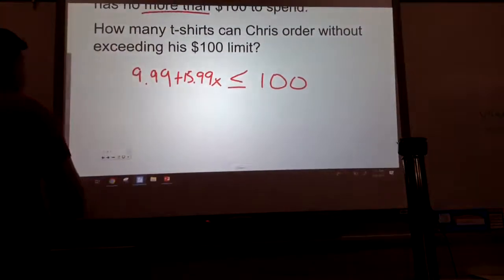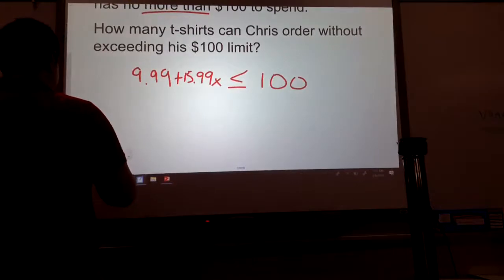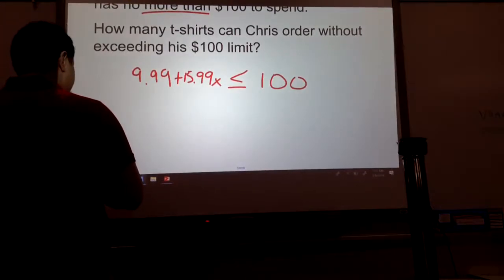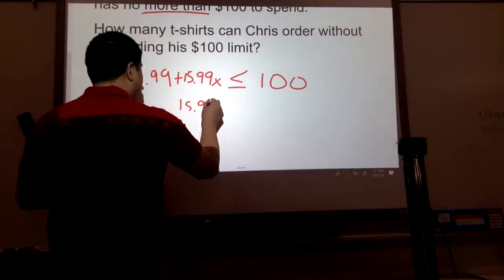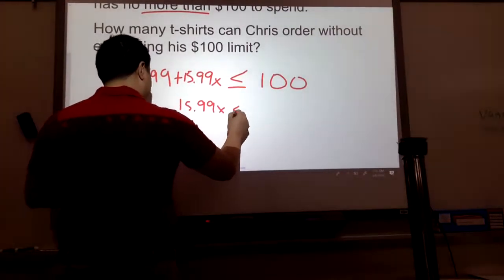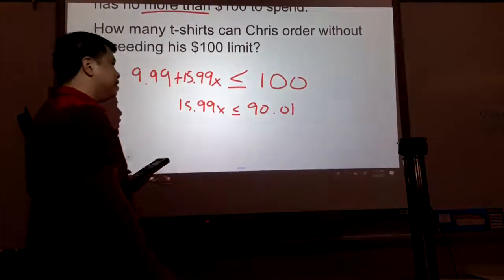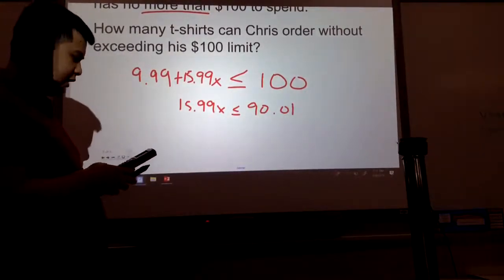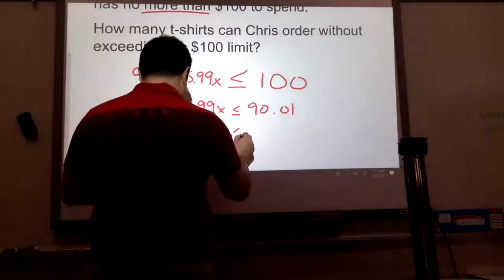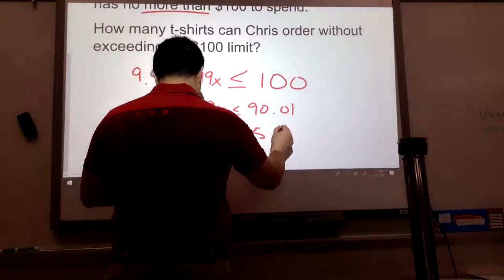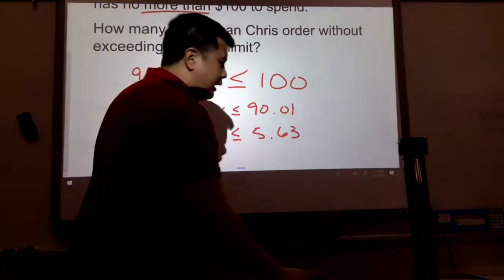So to solve this, we do 100 minus 9.99, we get 15.99 X is less than or equal to 90.01. We can divide both sides by 15.99. We get X is less than or equal to 5.63. We'll round it to the hundredths place.